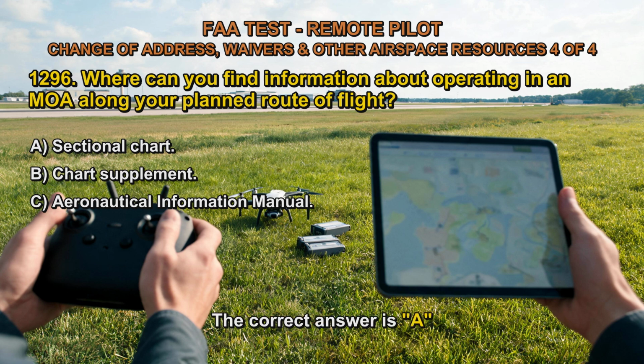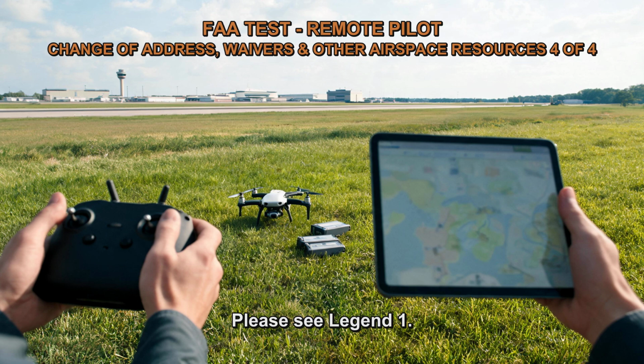The correct answer is A. Please see Legend 1. On sectional charts, MOAs are shown as a shaded, hashed magenta line. On the reverse of the sectional, you'll find details regarding the MOA, including its hours of operation, the altitudes it affects, and the agency in charge.